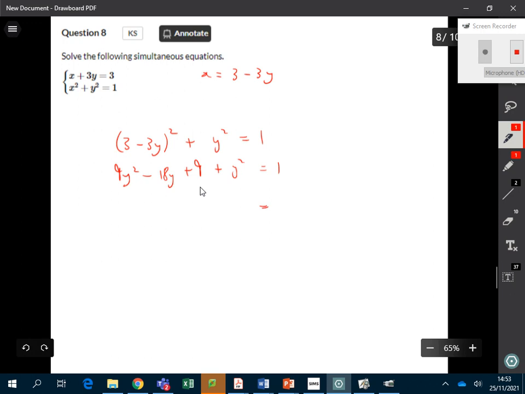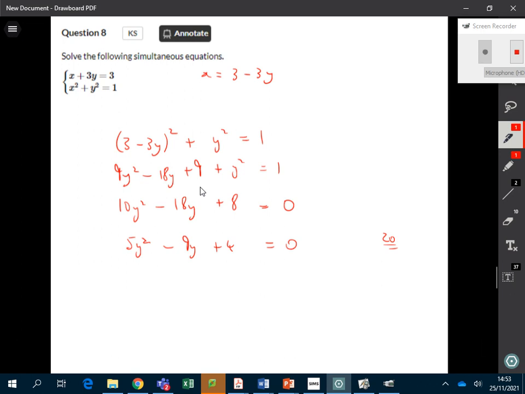Okay, if we group those together, we've got 10y squared minus 18y. If we take away 1 from there, we've got plus 8 equals 0. We can divide by 2 just to make that a little bit easier to work with: 5y squared minus 9y plus 4. So we're looking for factors of 20 that add up to minus 9, minus 4 and minus 5 should do the trick. So you can write 5y squared minus 4y minus 5y plus 4.